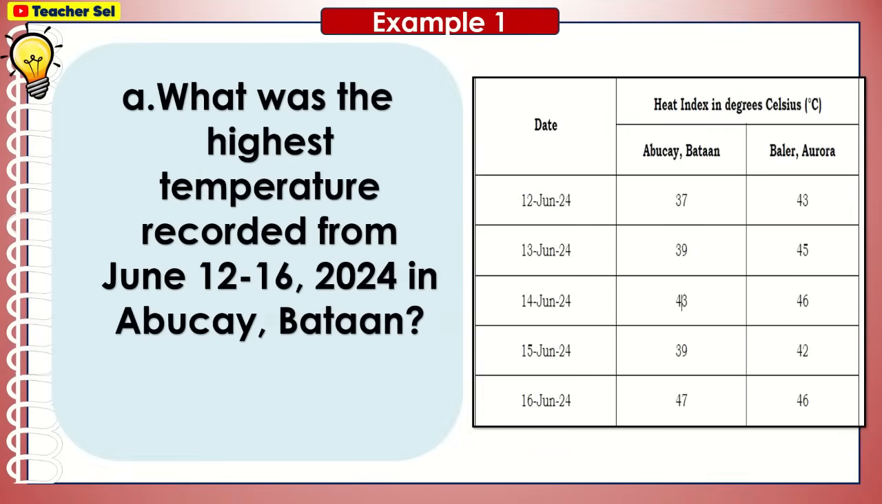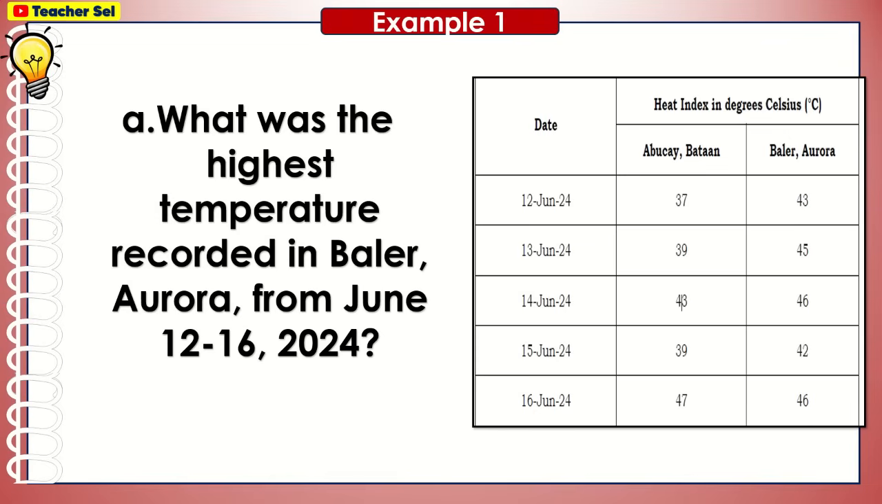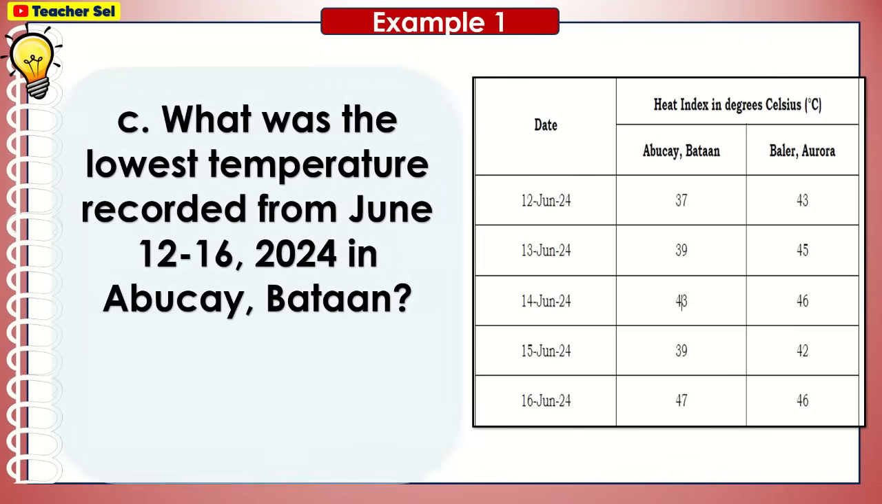What was the highest temperature recorded from June 12 to 16, 2024 in Abucay, Bataan? 47 degrees Celsius. What was the highest temperature recorded in Baler, Aurora from June 12 to 16, 2024? 46 degrees Celsius. What was the lowest temperature recorded from June 12 to 16, 2024 in Abucay, Bataan? 36 degrees Celsius.